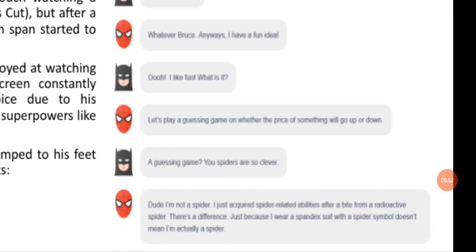"Dude, I'm not a spider. I just acquired spider-related abilities after a bite from a radioactive spider. There's a difference. Just because I wear a spandex suit with a spider symbol doesn't mean I'm actually a spider."